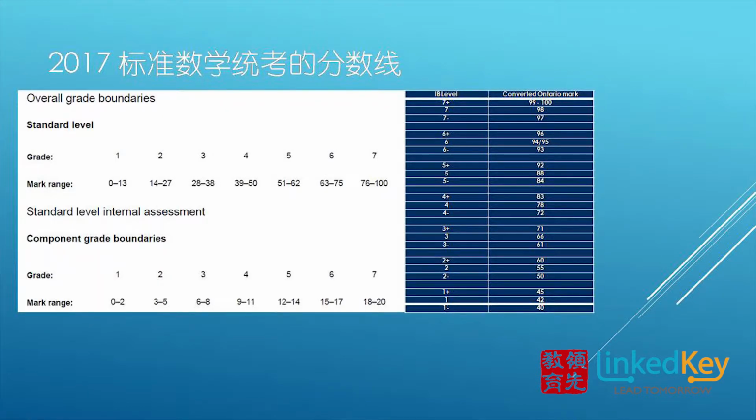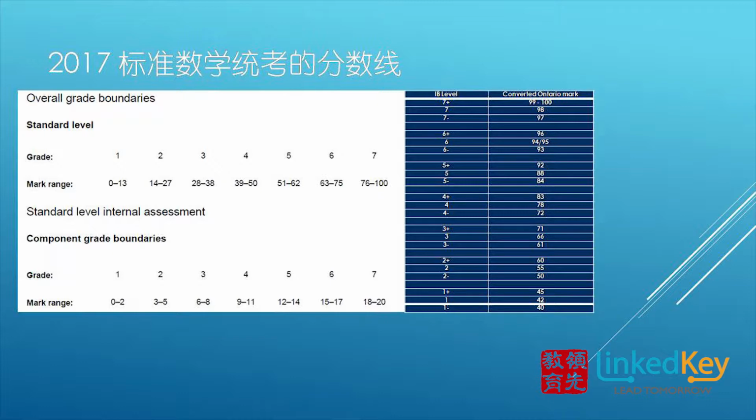Okay? So conversion. Kenny has already shown the conversion, so I'm not going to emphasize it too much. This is just the overall grade boundary. If you take an IB exam, this is the standard level component boundary. If you get 76 and above on that IB exam in May, then that's a level 7.